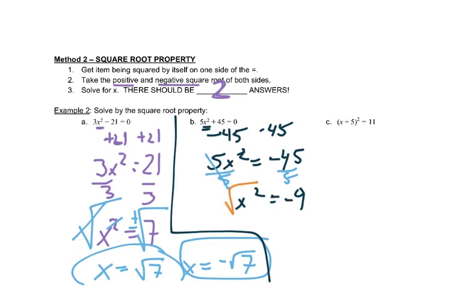Then we take the square root, positive and negative. And so we get x equals positive, and we talked about this in 1.4, but the square root of negative 9 would be 3i. So we'd have x equals a positive 3i, and x equals a negative 3i.